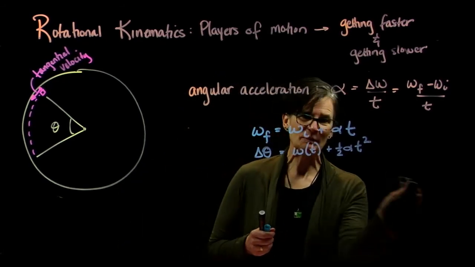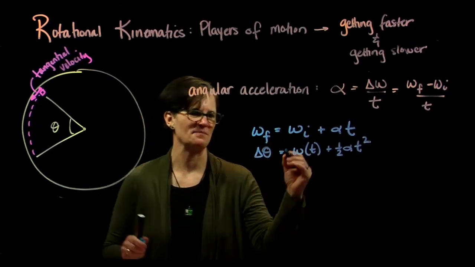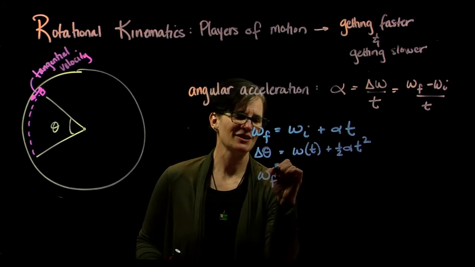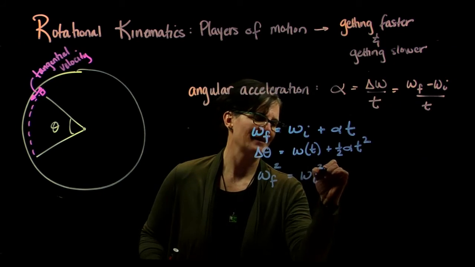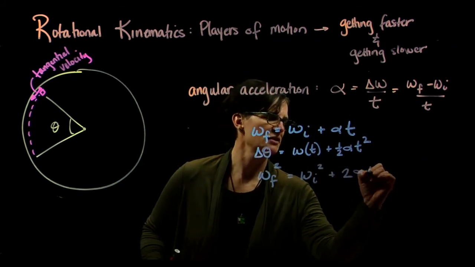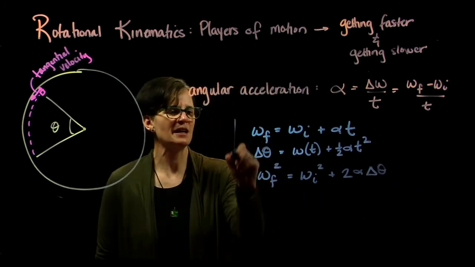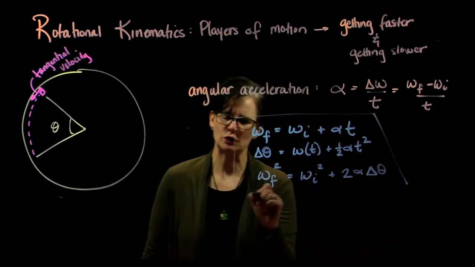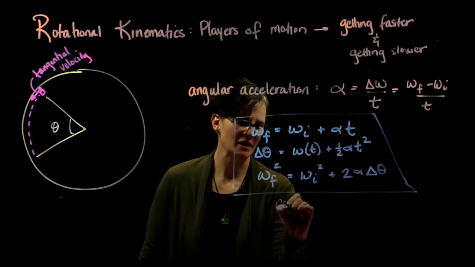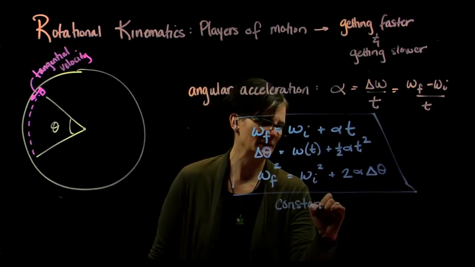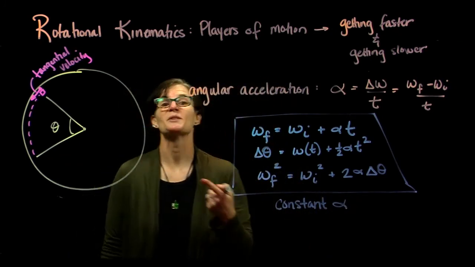And there was one more, which combines these two ideas and gets rid of the time situation. And that was that our final angular velocity squared is equal to our initial angular velocity squared plus 2 alpha times our angular displacement. So these three equations of motion that look strikingly familiar to our equations of motion for constant acceleration in the translational world can also be used for constant acceleration in the rotational world.